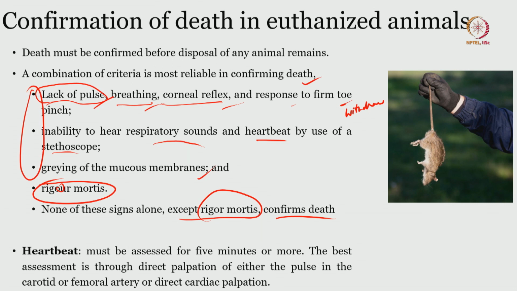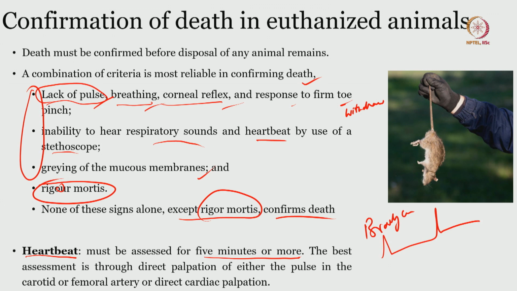So, this is the crux of today's session. Basically, you need to ensure there is death with the least amount of pain and distress. And if carbon dioxide asphyxiation is the only method that you are going to use, then you need to use all these criteria to confirm the death of this animal. So, of course, heartbeat is another thing that you can assess, which needs to be assessed for 5 minutes or more, whereas with the condition called bradycardia, if it is only a momentary check, you might miss the long pause between the two heartbeats.